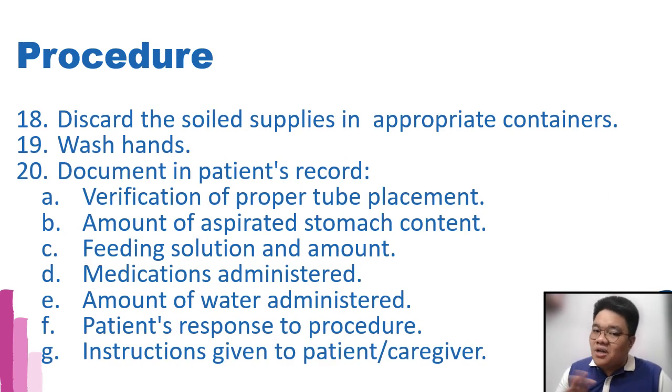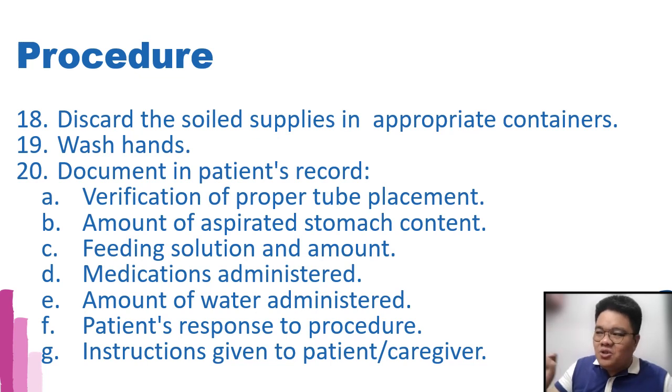Then, discard the soiled supplies in appropriate containers, wash hands, and then document in the patient's record. These are the items that you need to document. Okay, in your charting, what could you do? Focus charting for gastrostomy tube feeding. Data: patient with gastrostomy, no swelling, no redness noted. Placement check: the tube is placed in the gastric area. There is 50 ml of aspirated fluid.